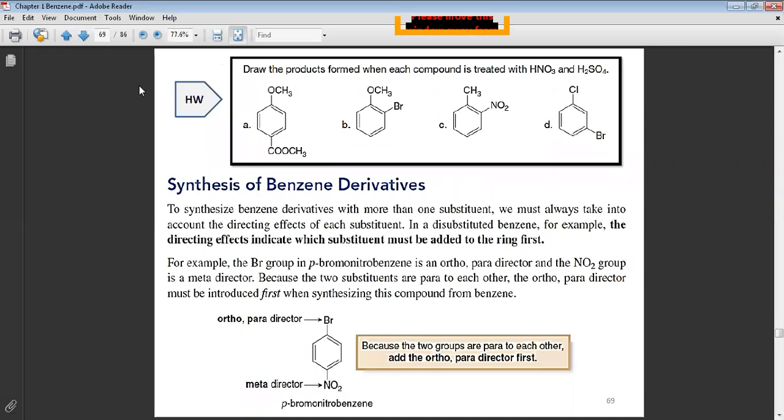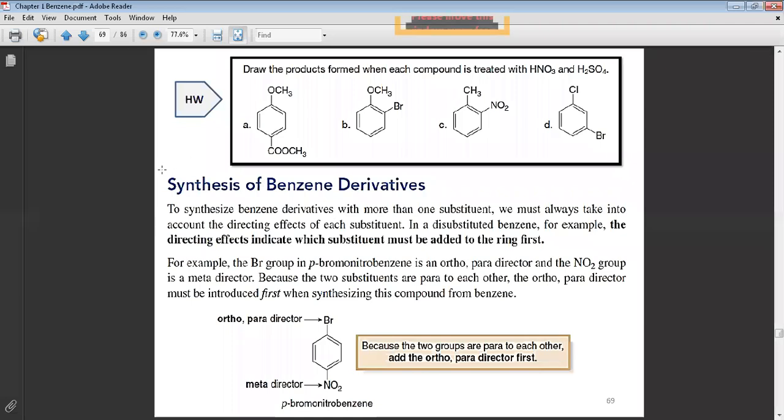Now this is homework for you. Draw the product formed when each compound is treated with HNO3 and H2SO4. This is the nitration reaction. You have to draw the product for this nitration, this nitration, this nitration, this nitration. Write the product. Okay.